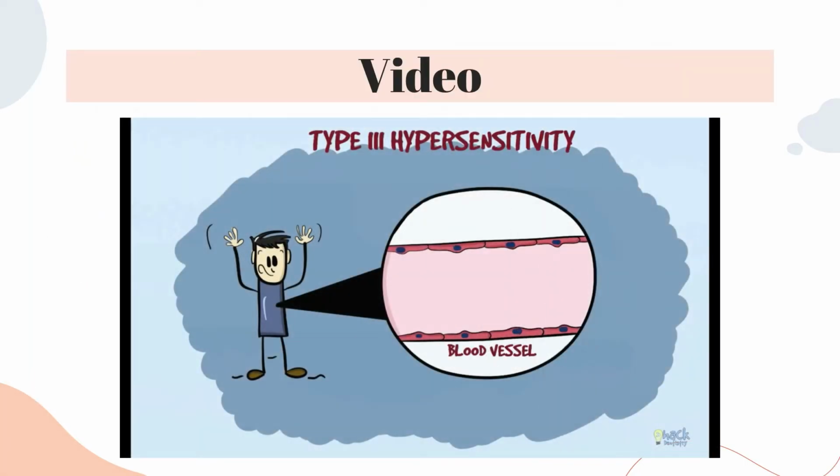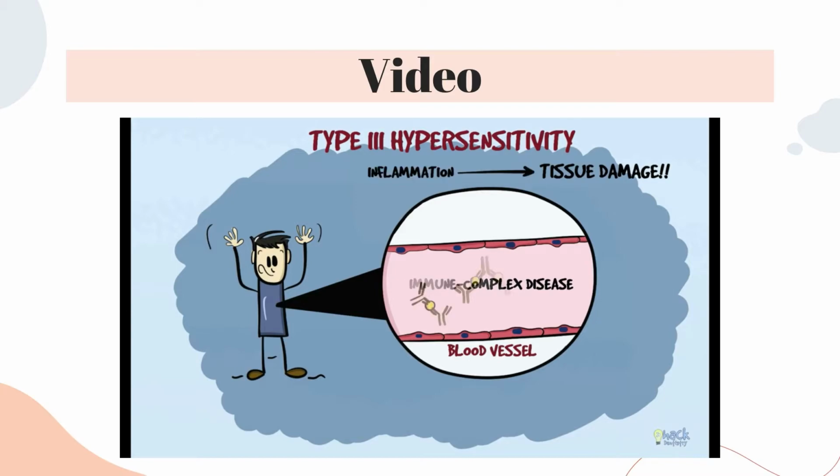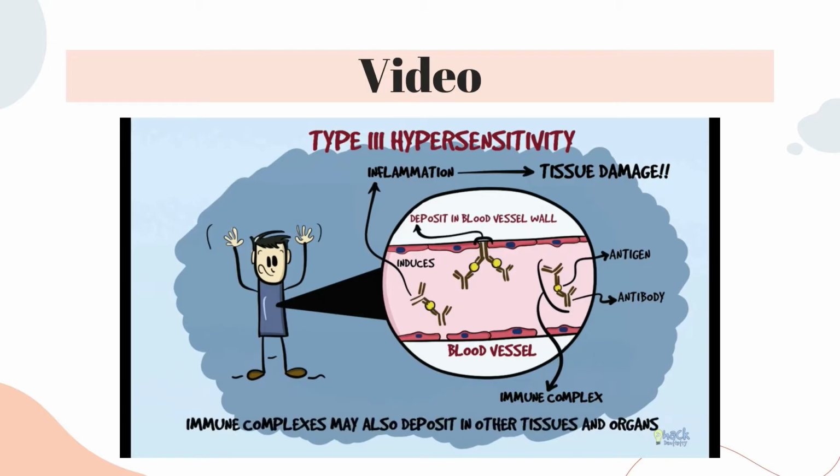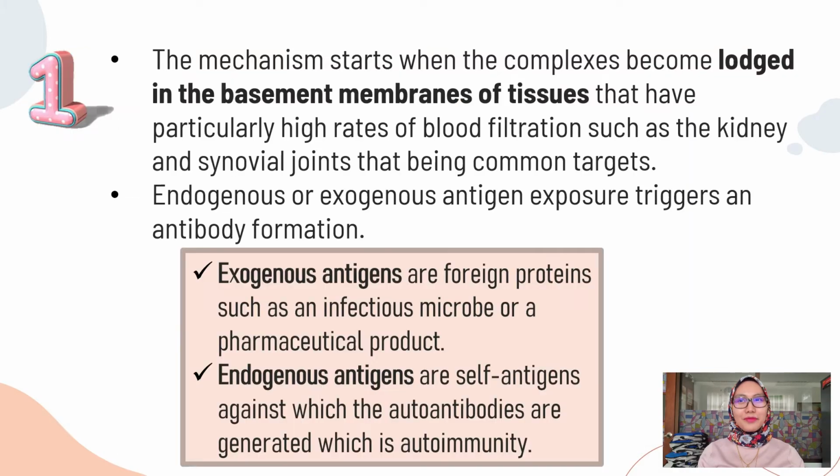Type 3 hypersensitivity is an immune complex disease where the tissue damage is a result of the inflammation induced by antigen-antibody complexes, also called immune complexes. Now, these immune complexes deposit in blood vessels or other tissues and organs, inducing complement and leukocyte-mediated tissue damage. The mechanism starts when the complex become lodged in the basement membranes of tissue that have particularly high rates of blood filtration, such as the kidney and synovial joints, that are the common targets.